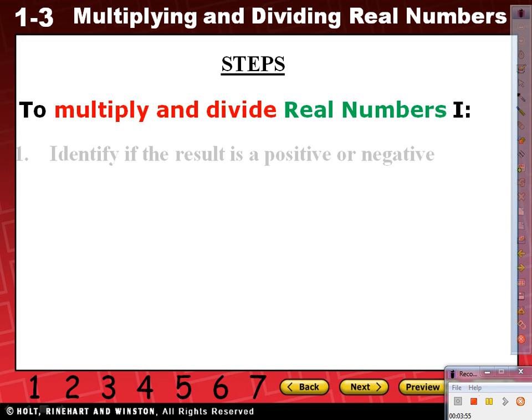Step number 1, identify if the result is a positive or negative. So when we multiply or divide, the first step is to identify if the result is a positive or negative.